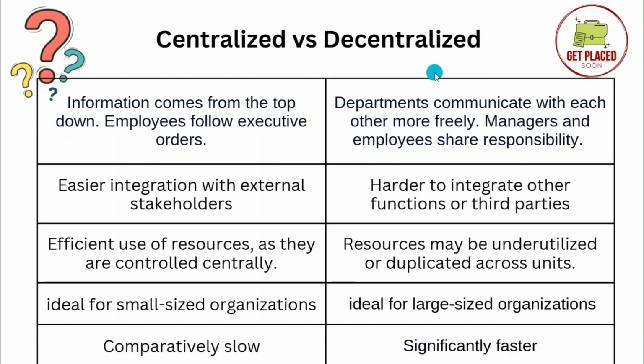As I said earlier, centralized is a bit slow because it has to wait upon the executive orders. But decentralized is comparatively faster because the manager can address inventory shortages immediately without needing a head approval. So these are the basic differences between centralized and decentralized.